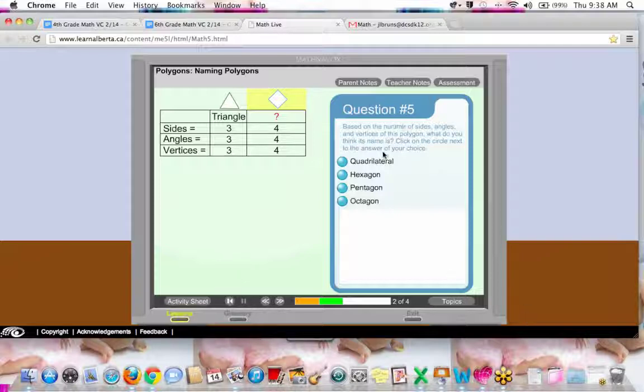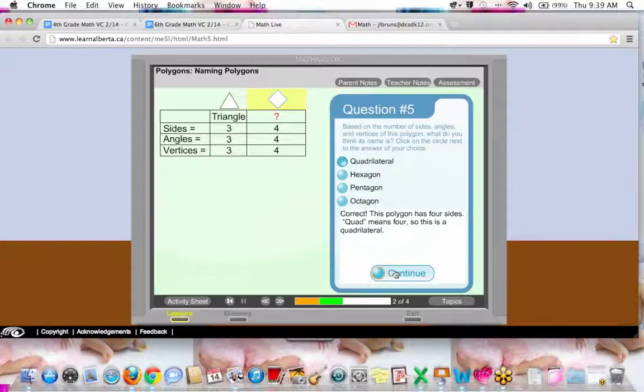Okay, so now we need to look at these prefixes. Quad, hex, penta, and octa. Quad, oh, go ahead, Dakota. Yep. Quad. Yeah, it's quadrilateral because quad means 4.